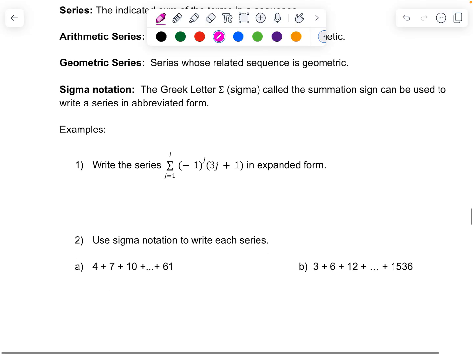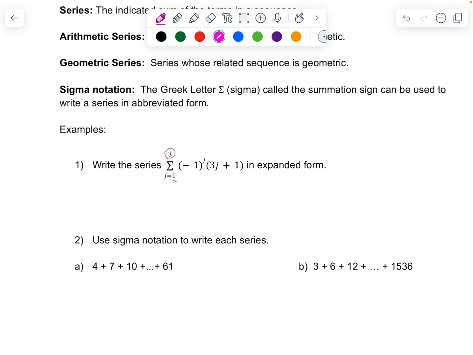So we want to write the series from j equals 1 to 3 of negative 1 to the j times 3j plus 1 in expanded form. So these numbers can change. Your problem does not always have to start with 1. And this is going to tell me where I want my problem to end. So I'm going to do the first, second, and third term for this series.